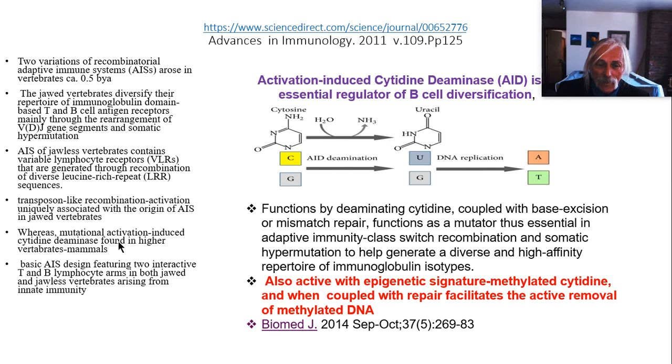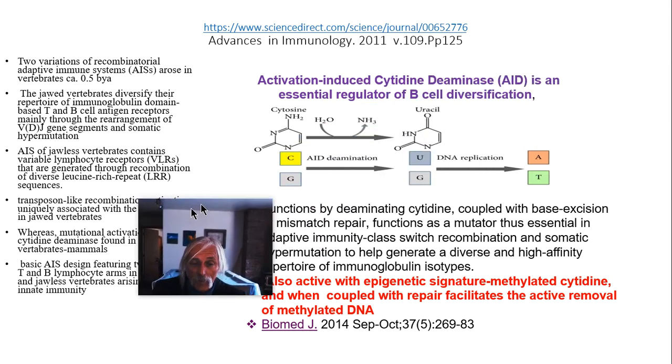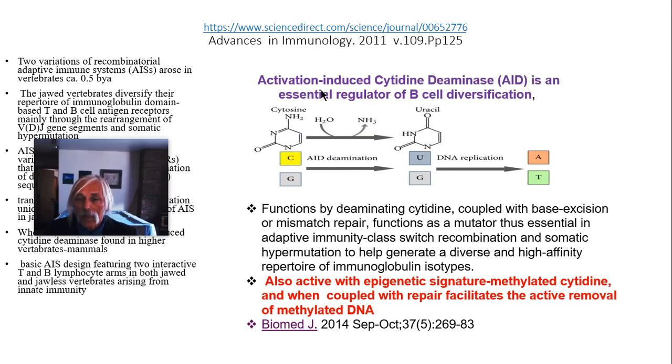Whereas mutational activation-induced cytidine deaminase is found in higher vertebrates. So what does cytidine deaminase do? Let's say the basic adaptive immune system features two interactive T and B lymphocyte arms in both jawed and jawless vertebrates, and that arises then from innate immunity. So let's look over here. There's something called activation-induced cytidine deaminase, okay? It's a central regulator of B-cell differentiation.